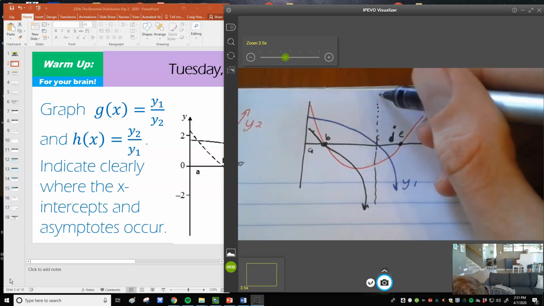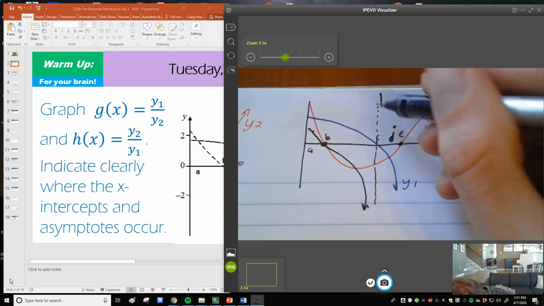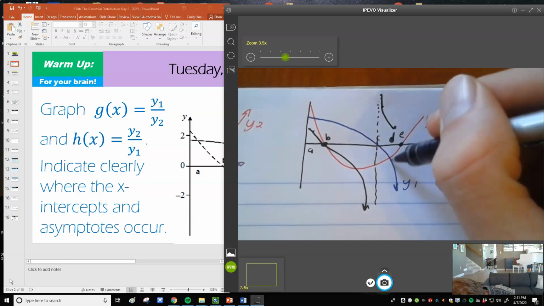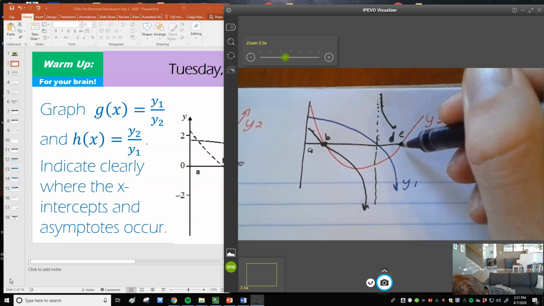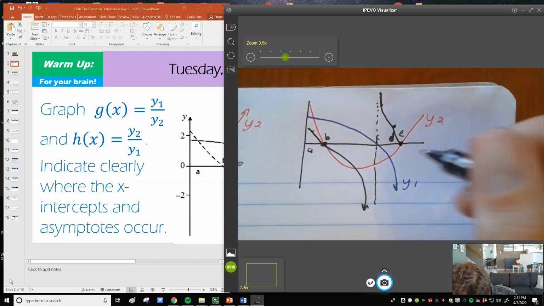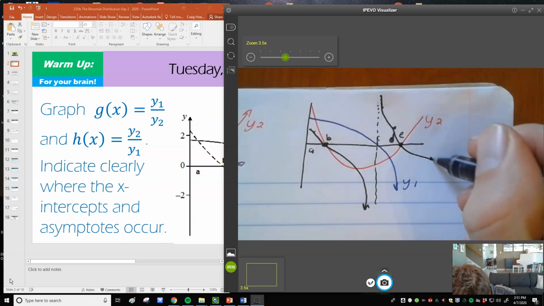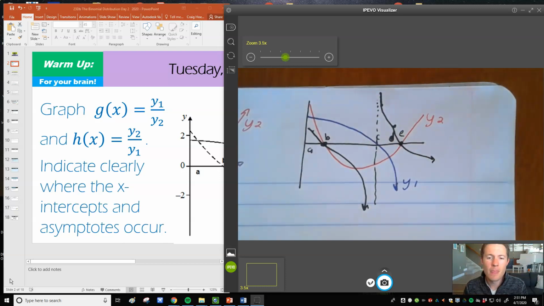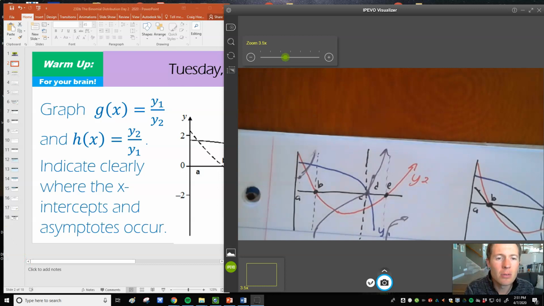Therefore it's positive. We know this has to come down, and at D, at this x value, it's equal to 1. At E it has to equal 0. And then going on, we're not really sure, but maybe, I don't know, something like that. Okay, let's get back to the lesson.